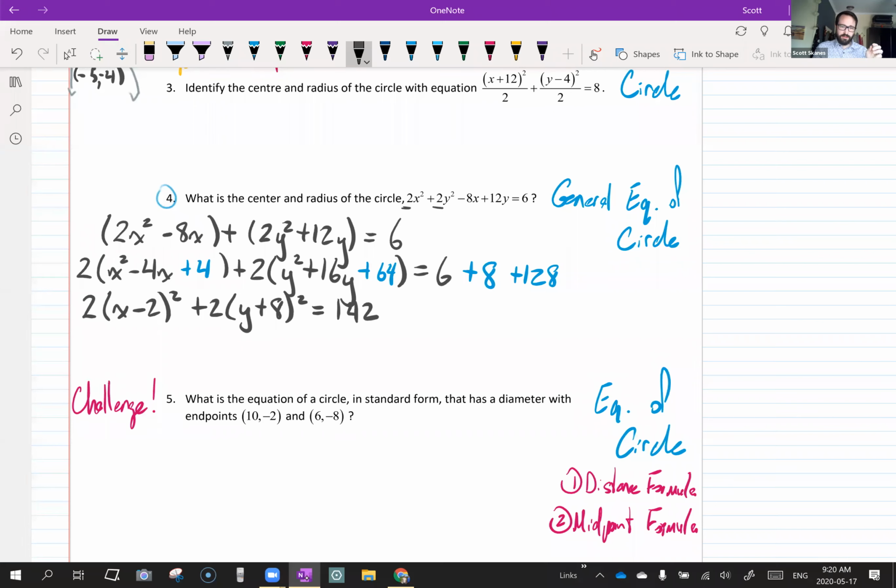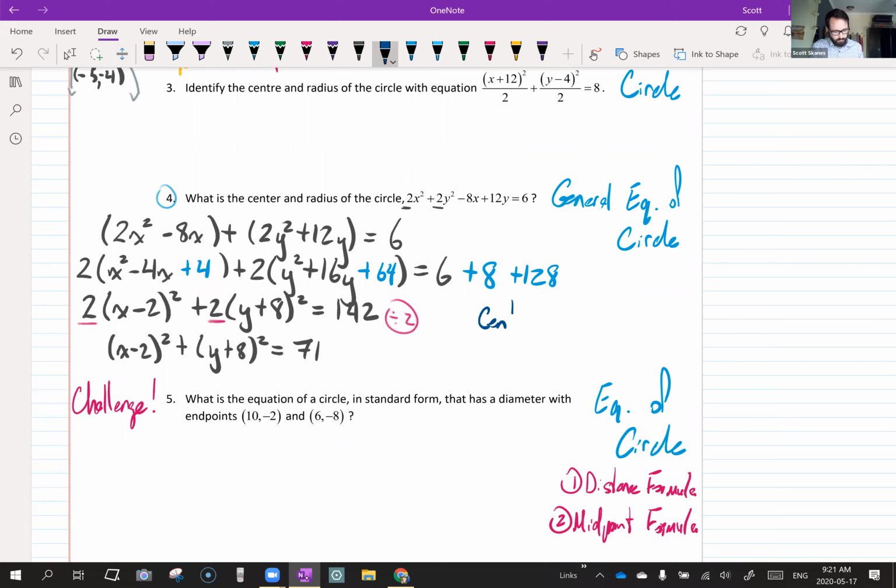The very last step. Well, on the right side here, it should be 1. So we divide everything by 142. Everything. Every term. Wait. This is a circle. So we divide everything by 2, because for a circle, we need the number on the right. We need nothing in front of the x squared terms. What we end up with is x minus 2 squared plus y plus 8 all squared, and then 142 divided by 2 is 71. So what's the center and the radius?